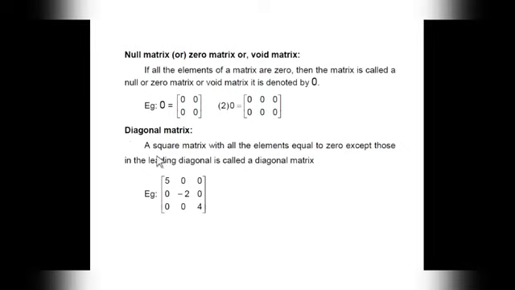Diagonal matrix. A square matrix with all the elements equal to 0 except those in the leading diagonal or principal diagonal is called as a diagonal matrix. Here we have one example. Here all the elements are zeros, but except these principal diagonal elements. These are non-zeros. Such a matrix is called as a diagonal matrix.